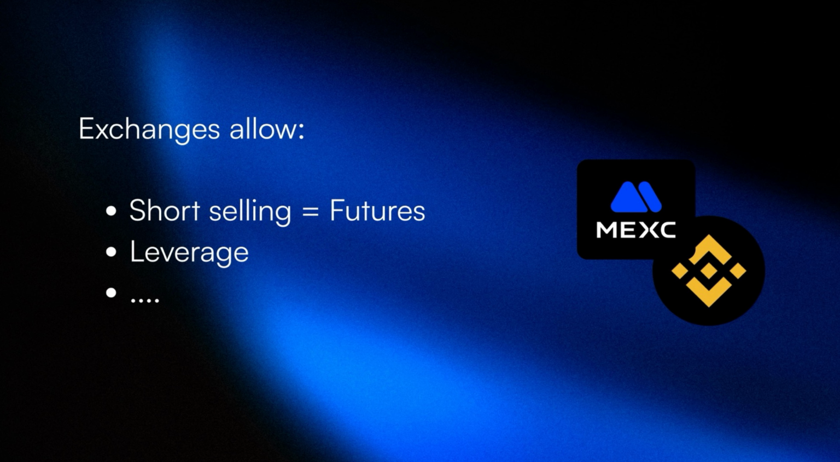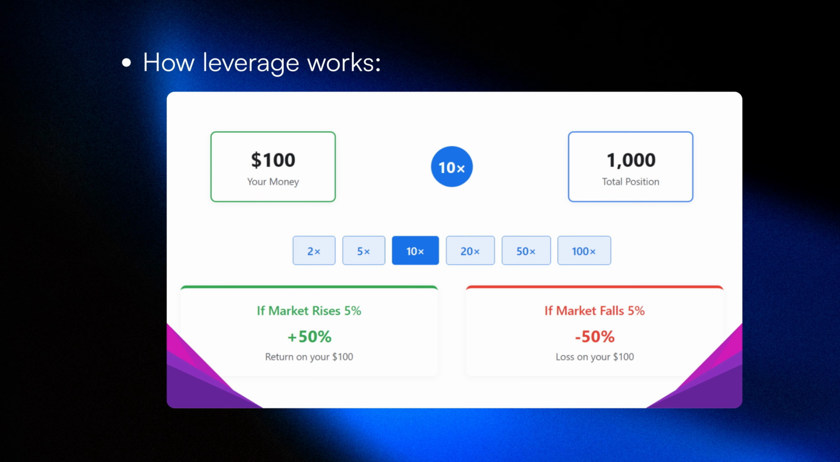And this ability of using futures to make profit is not the only thing that exchanges allow you to do. They also allow you to use leverage. And leverage means you are basically borrowing money from the exchange to execute your trade. For example, you can borrow 10 times your money. So if you have $100, now the exchange gives you $1,000, and tells you that you can make as much profit with this $1,000.